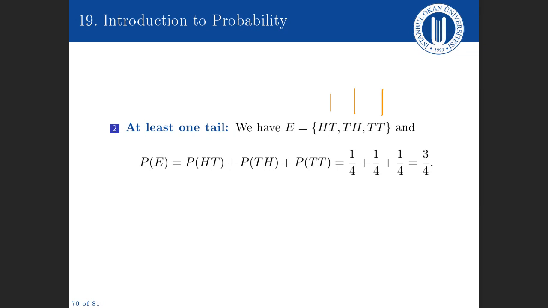Add these probabilities up. A quarter plus a quarter plus a quarter, we get three quarters. The probability of getting at least one tail is three quarters.